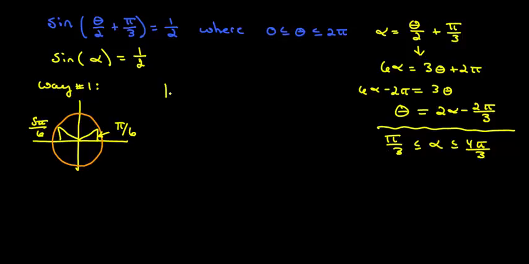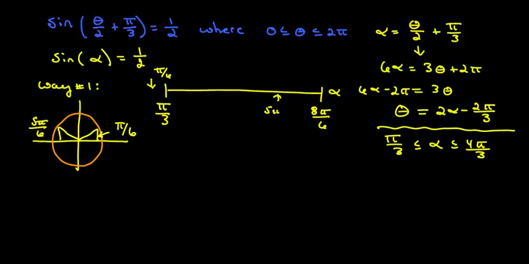Alpha has to be between pi over 3 and 4 pi over 3, so that's alpha. Well, pi over 6 doesn't work because pi over 6 falls out here. So that one won't work. What about 5 pi over 6? Well, let's put this over 6 here. So the 4 pi over 3 is really 8 pi over 6. So 5 pi over 6 falls in here.